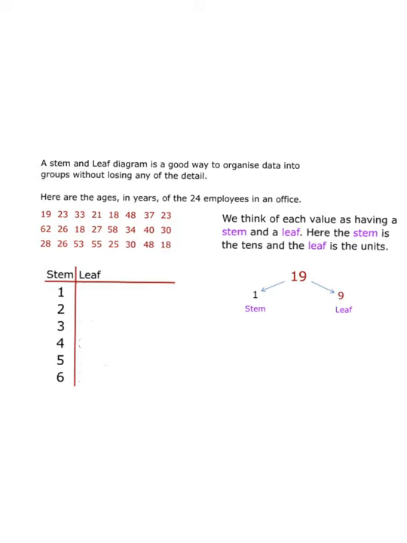A stem and leaf diagram is a good way to organize data into groups without losing any of the details. Here's the age in years of 24 employees in an office. On the side, there's a number which is 19. That 1 represents a 10, which is going to be the stem. And that 9 represents the unit, which is going to be the leaf.